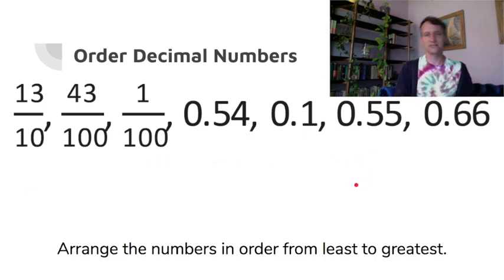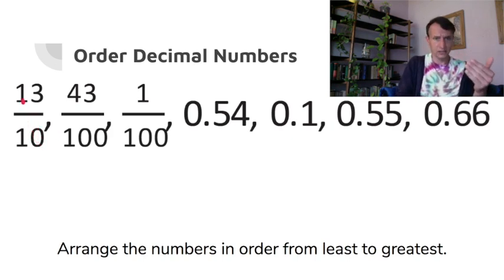Oh, 7 terms to put in order. I warned you. But guess what? You know how to do this. All right. 13/10. Well, how would we write that in decimal form? Let's put all these into decimal form, make it a little easier to make the comparison. 13/10 would be written as, well, 10/10 is 1, right? And that leaves 3/10. So 1 and 3/10. As a decimal, we write 1.3.